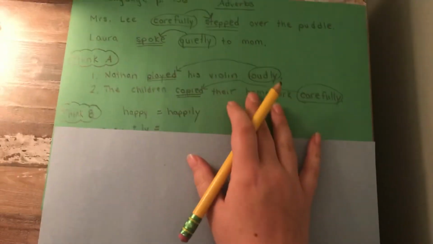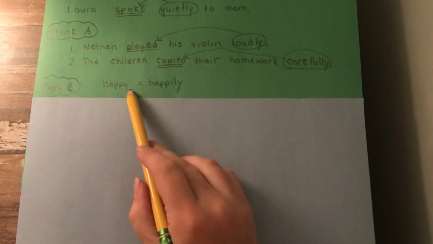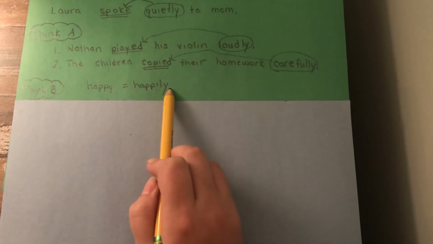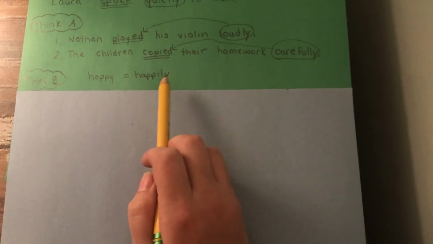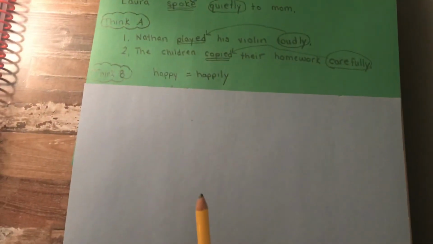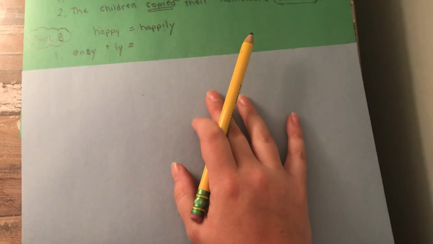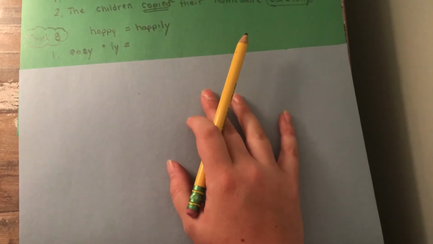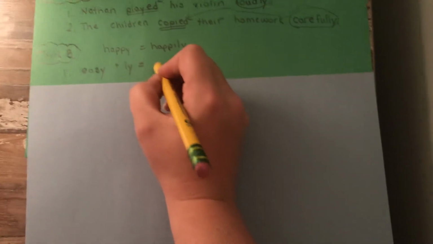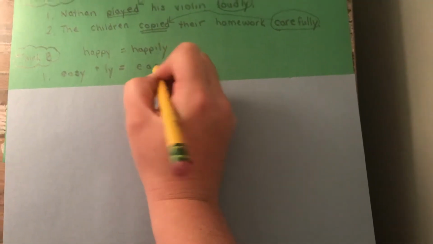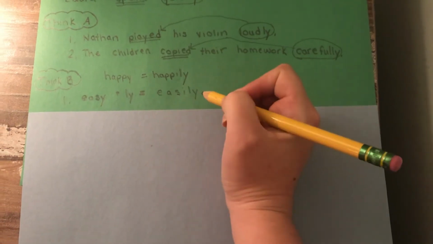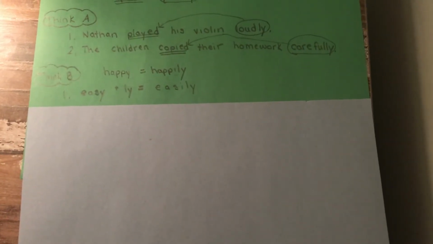Okay? Now Think B. Now a lot of adverbs end in ly. And so if a root word ends in y, then you need to change the y to an i and add ly. She happily obeyed Mom. Okay? So in this section, we're going to do number 1 together. They want you to rewrite the word correctly. So we have easy plus ly. So easy ends in a y, so I need to change that y to an i and then add ly. She easily tied her shoes.